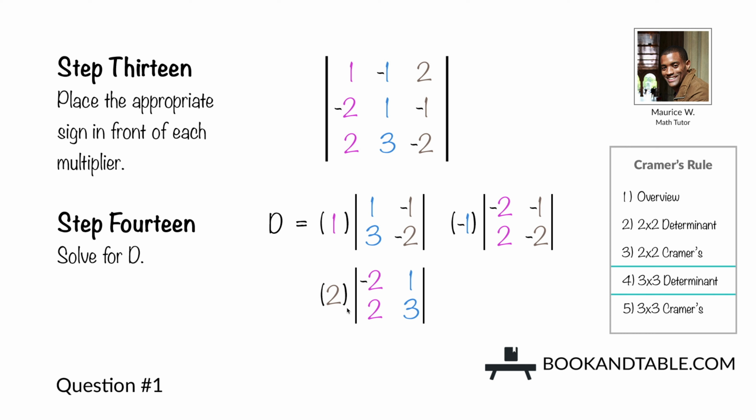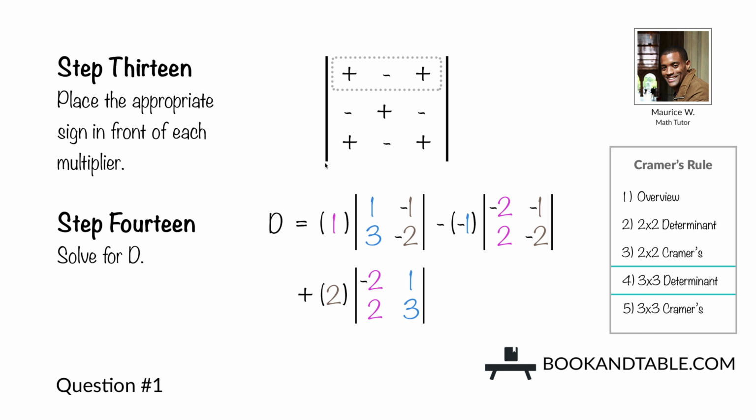So step 13, place the appropriate sign in front of each multiplier. So we can put this 3x3 to the side and create a sign box. And since we use the first row in our 3x3, we'll use the first row in this sign box for our signs. So the first multiplier should have a positive sign in front of it. So we can leave that as is, since that'll be the same. The second number in the row should have a negative sign placed in front of it. So that's where this negative comes from. And the third 2x2 should have a positive sign placed in front of it. That's where this comes from. And now we have all of the information we need to solve for D.